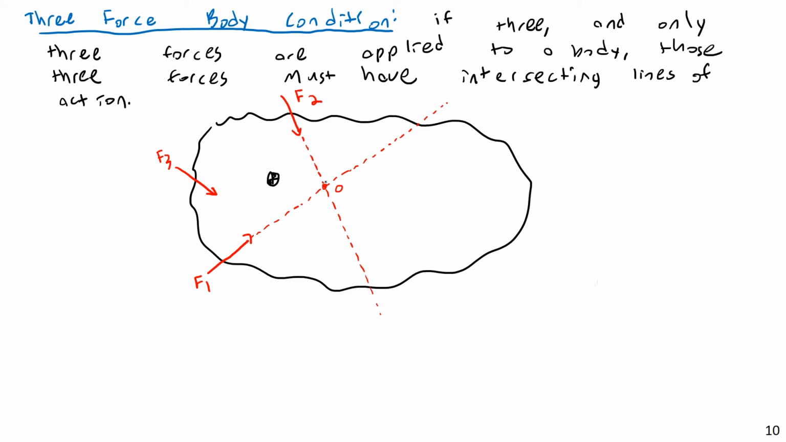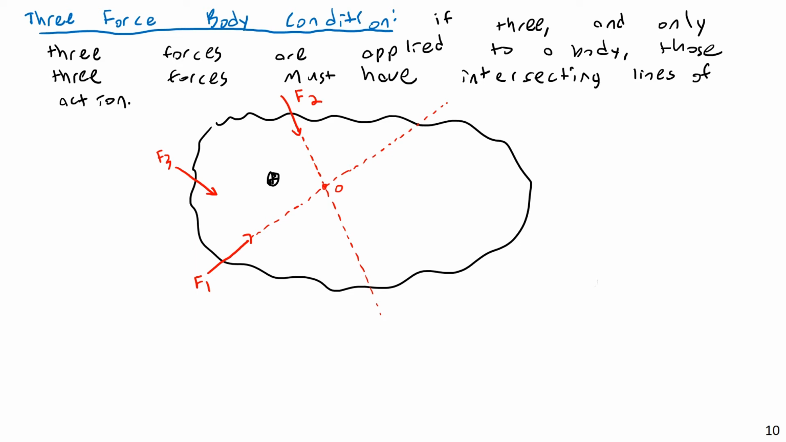Well, if I do a summation of moments about point O, F1 will not generate any moment about there, and F2 will not generate any moment about there, but F3 will. Look at that. There's going to be a moment arm, and again, there will be a moment arm there. And for F3, it's going to have a non-zero moment arm, but there's going to be nothing to resist that moment.